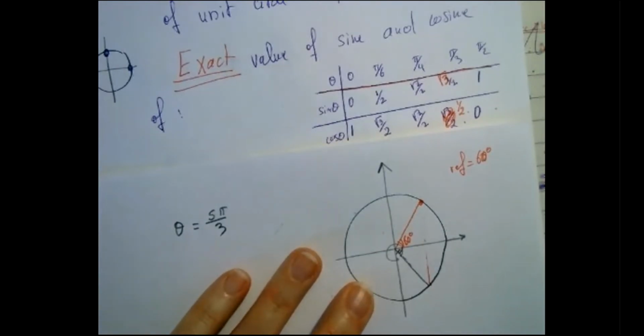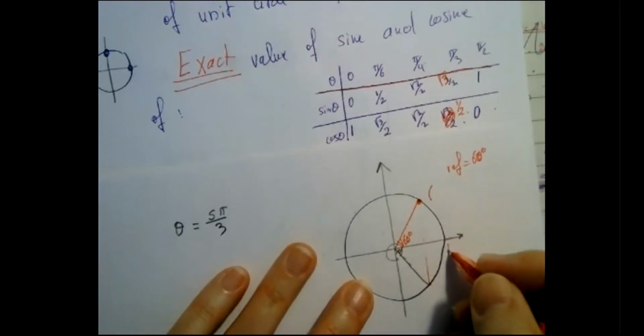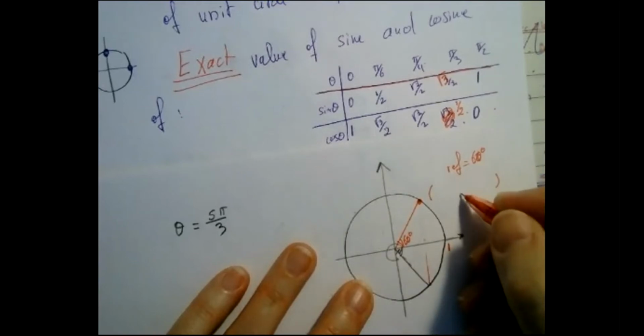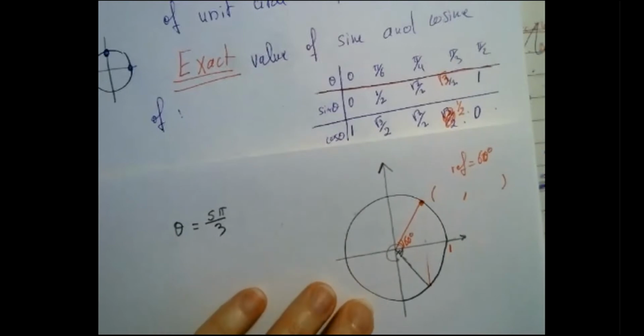All right. So this is 60 degrees, or pi over 3. What are the coordinates of this point? This is the unit circle. It means this point, its coordinates are... who would like to pick up?